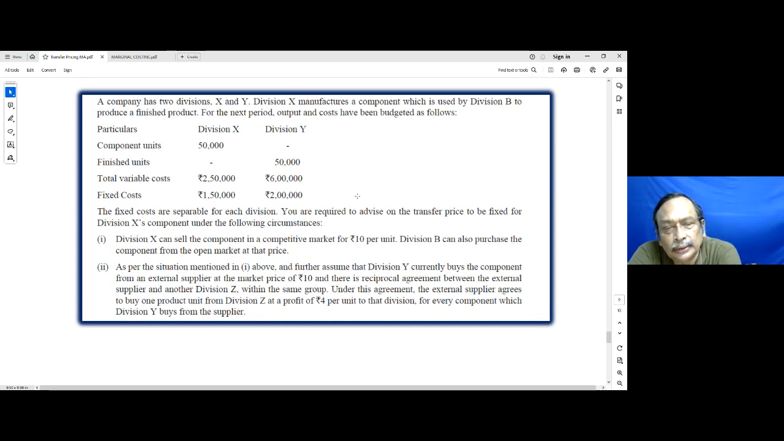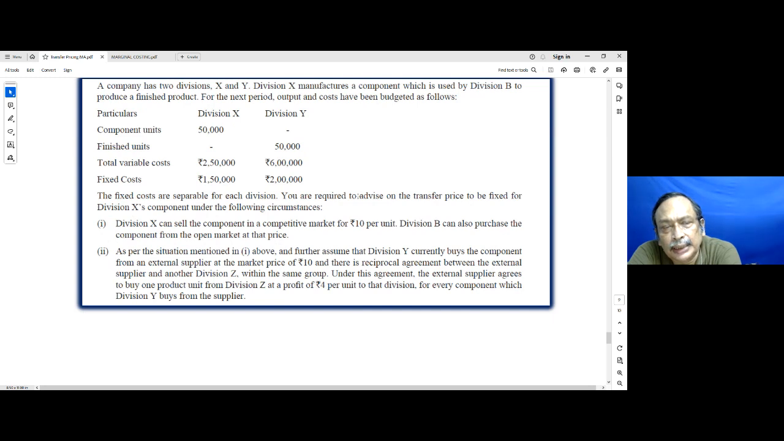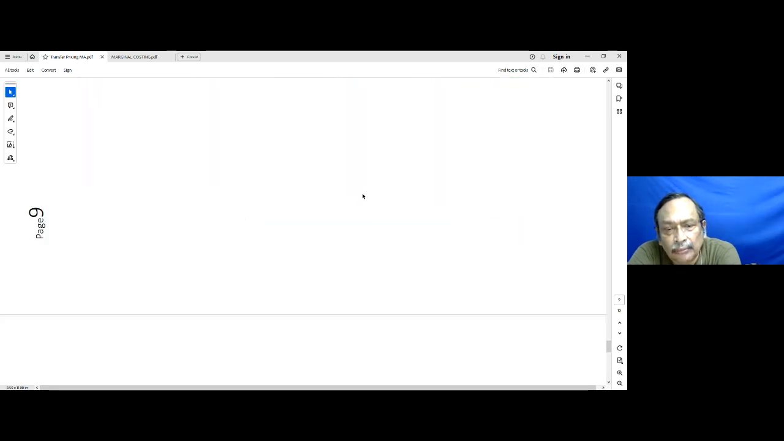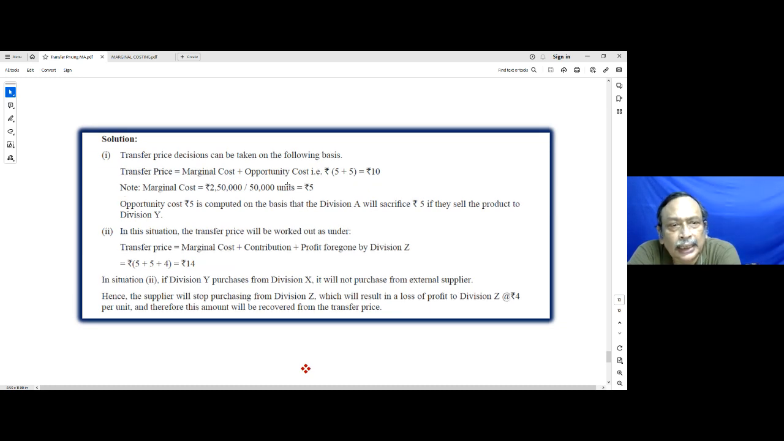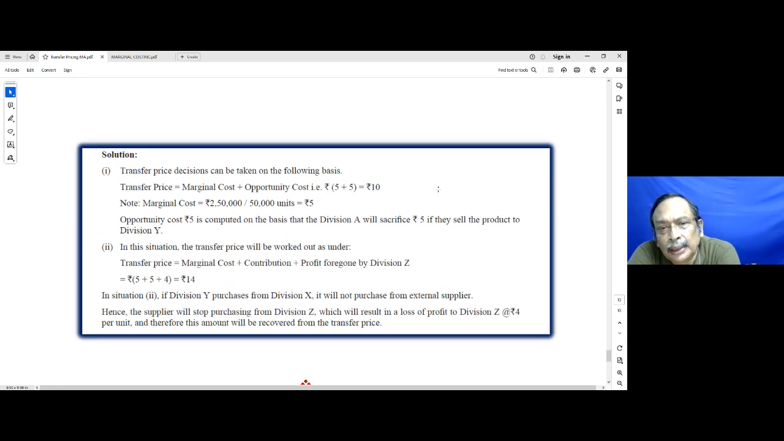Variable cost, so far as division X is concerned, is given as 2,50,000 and for division Y it is 6 lakhs. Now what we are going to consider is marginal cost, that is rupees 2,50,000 divided by 5,000 units. That is variable cost 5. Then marginal cost is 5 and opportunity cost is also rupees 5. That is the contribution per unit that will be foregone. That is the opportunity cost.